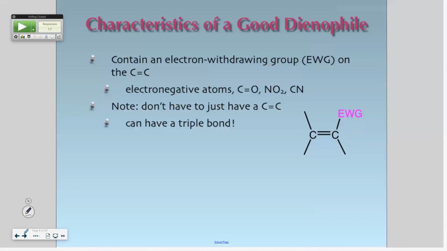Okay, so what makes something a good dienophile? Good dienophiles are electron loving. They want electrons. So if you put an electron withdrawing group on the carbon double bond, that makes it more reactive. It will react faster. That's what you had when you did your reaction in the lab. That's one of the reasons why it went really fast. Okay, so notice what's on here. Electronegative atoms, carbonyl, nitro, cyanide. And you can do the reaction with a triple bond.